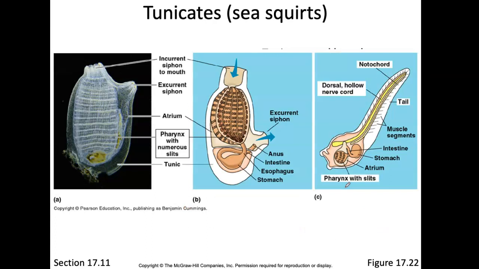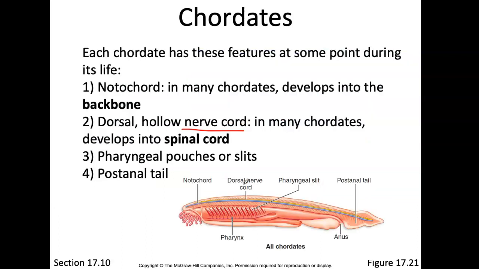Tunicates are the simplest of these that have those four characteristics. Look how simple they are. They're kind of like a sponge in that water's going to come in here and then shoot out the other side, and that's how they get their food. They have a little simple intestine, an esophagus, stomach. They have this throat area with these slits, a dorsal hollow nerve cord. So it fits the bill, even though they're not what you think of as a vertebrate, right? They're not a vertebrate. They are a chordate.